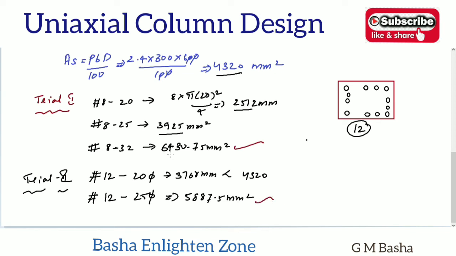Means both the values are fine: we can provide 8 bars of 32 dia or 12 bars of 25 dia. If you want the section to be economical, then choose 12 bars of 25 dia. If it is convenient for you to provide 8 bars on a particular column, then choose that one. According to the condition, we choose what fits. Here I am choosing to provide 12 bars of 25 dia. After choosing this, we go to the next step, providing lateral ties.